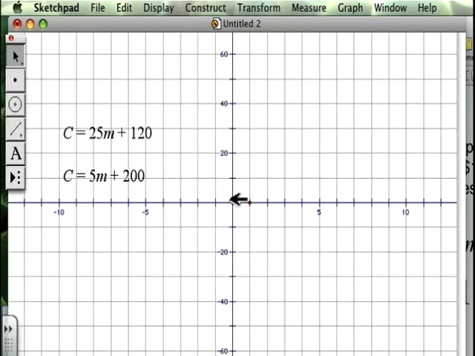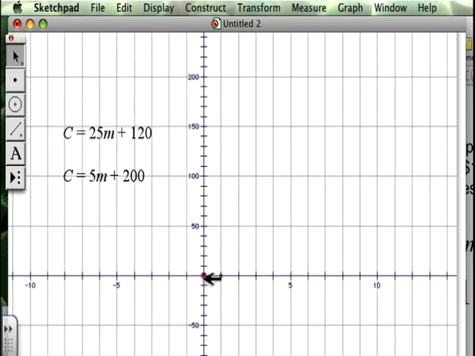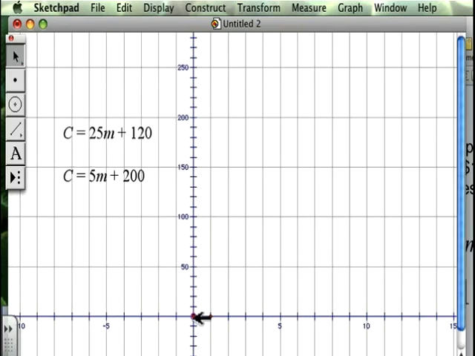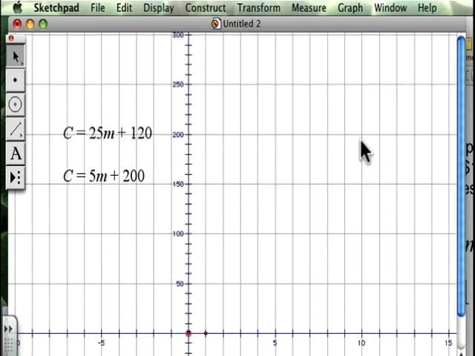Since 120 is way off our grid, we're going to have to decrease this, or change the scale, and bring this down. So that's a little bit better for what we would like to show here.